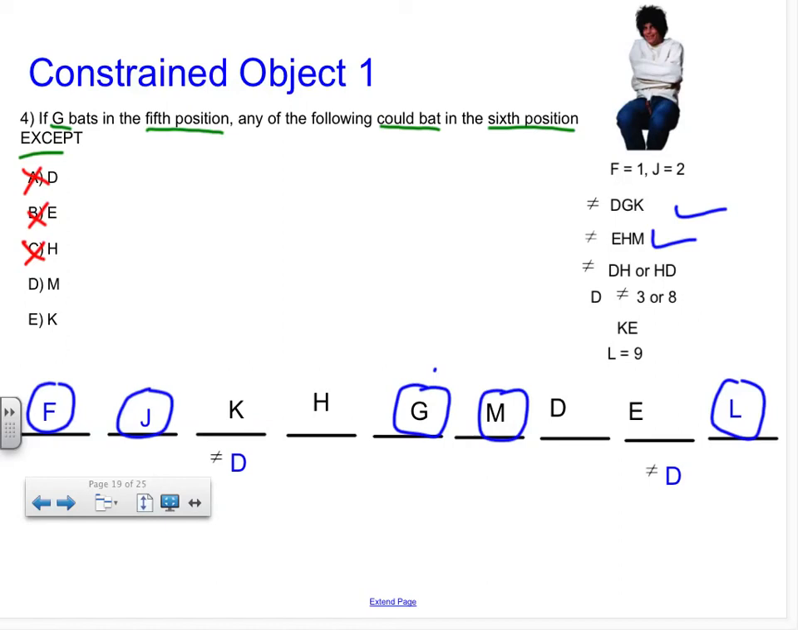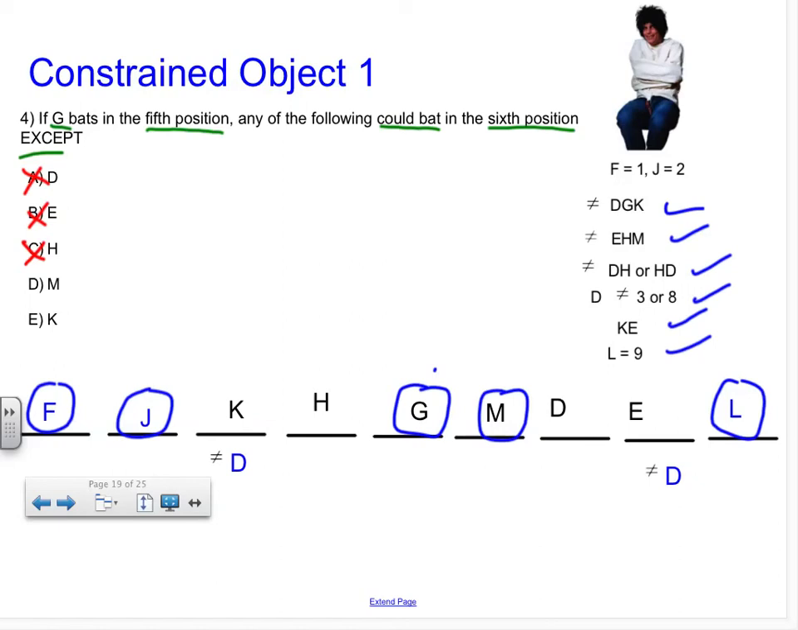Okay, so let's start with the conditions again. D, G, and K are separated. E, H, and M are separated. D and H are separated. D is not in the 3rd or 8th position. E comes after K, and L comes in the 9th position.